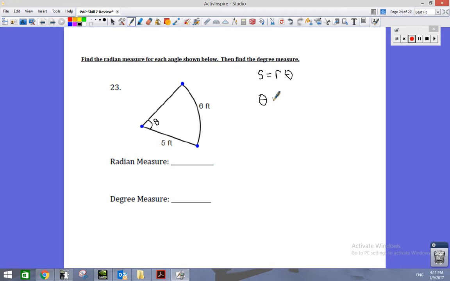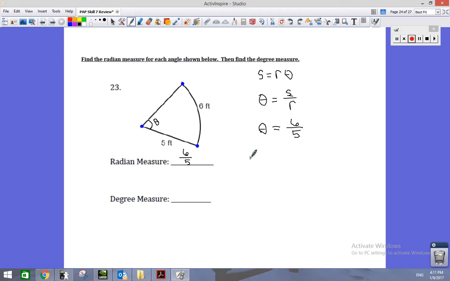If I divide both sides by r, the arc length divided by r will give me the angle measure in radian measure. So 6 divided by 5, and so in radian measure, 6/5. We definitely don't want to put our degree symbol there. If you want to put radians, you can, but without it, it's implied anyway, so I usually just don't write it.